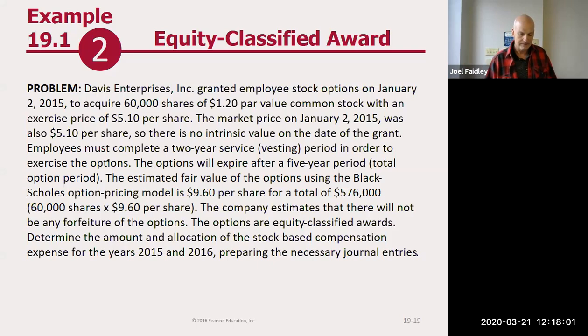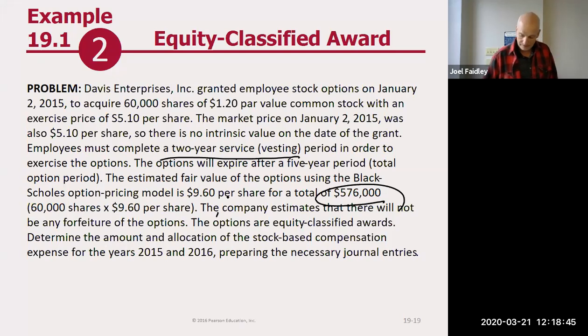But back to this, it says they must complete a 2-year service vesting period. So when we make this journal entry out of my equity, we then are going to take that amount and reduce it to 0 over 2 years. That's what the vesting period is, deferred compensation. Debit to deferred compensation, credit to APIC stock options, and then over that 2-year period we credit deferred comp and debit compensation expense. To tell you what the fair value of these options is, they think it's worth $576,000. You don't have to worry about where that comes from.